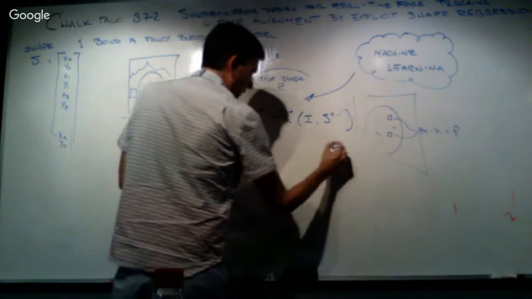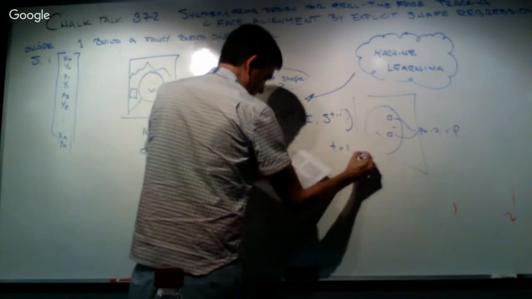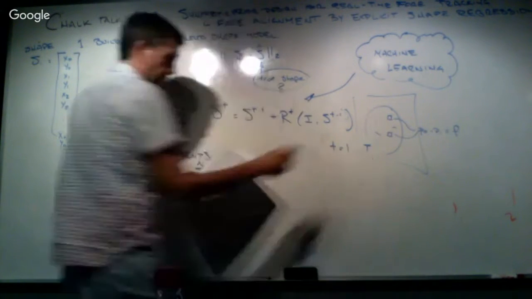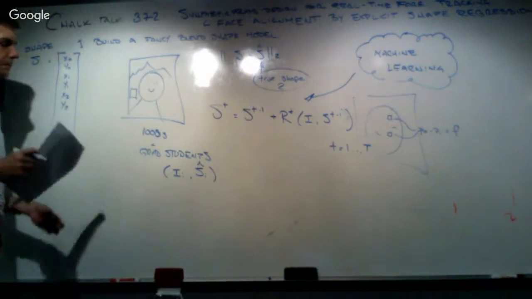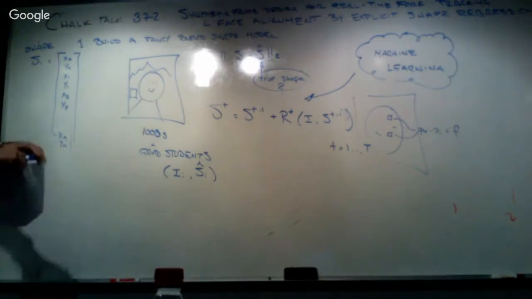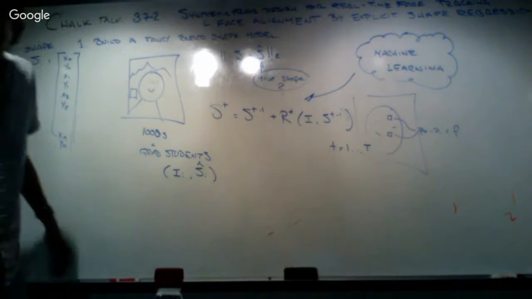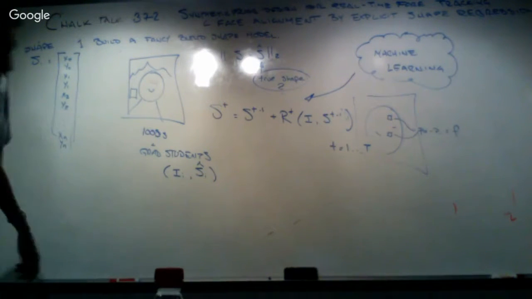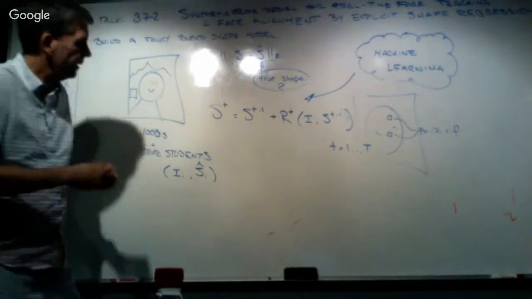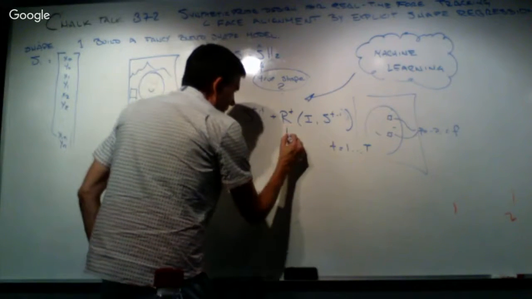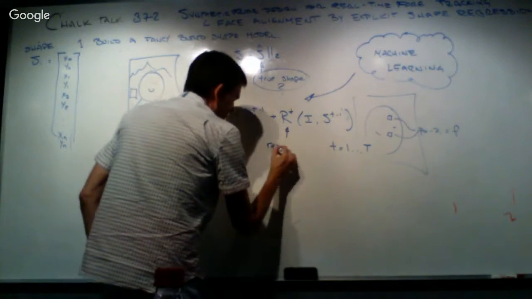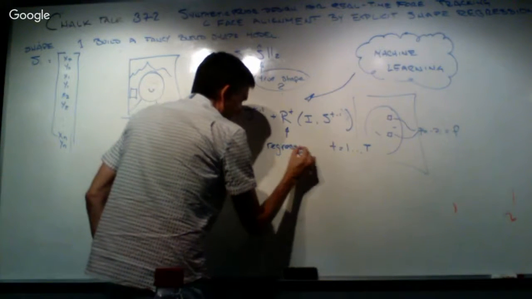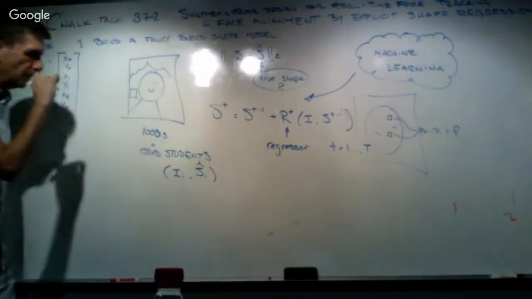All right, where t is equal to 1 to T, and capital T is on the order of, I think they're using about 10. So let's look at this equation and just sort of go, wait, what? So this R stands for a regressor. We'll talk about that in just a moment.